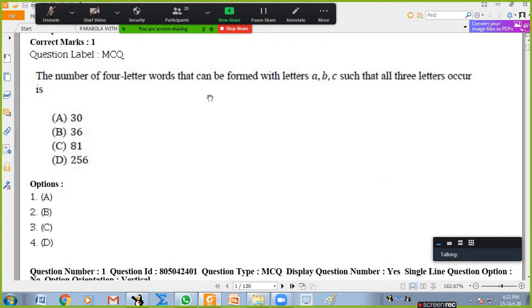Okay, the number of 4-letter words that can be formed with the letters such that all the 3 letters occur. Okay, we have to use every letter among A, B, C. For me, it looks like the number of onto functions. Why? What is the first letter? What is the second letter? What is the third letter? What is the fourth letter? I have to decide.